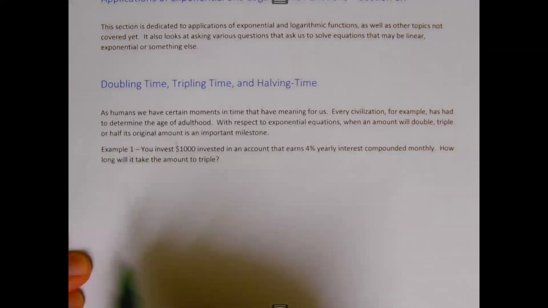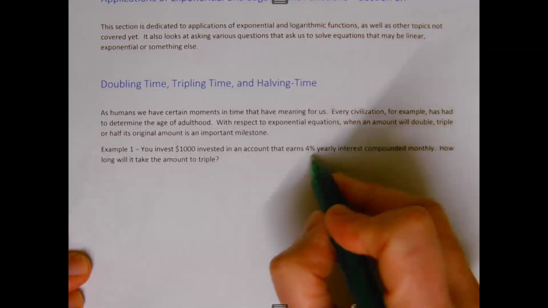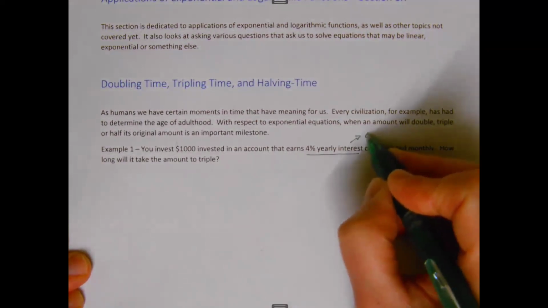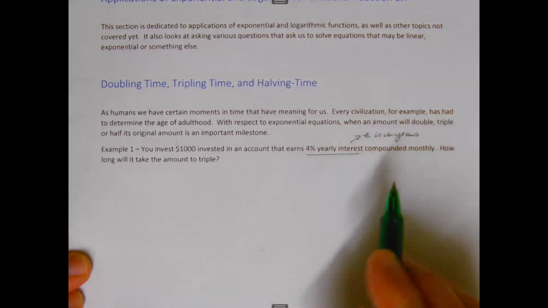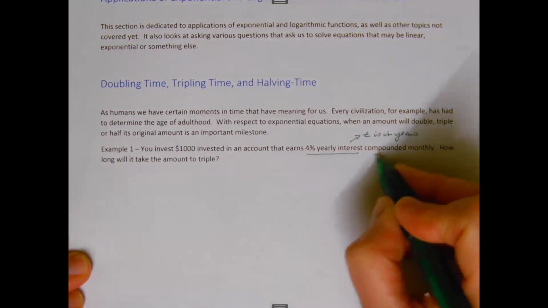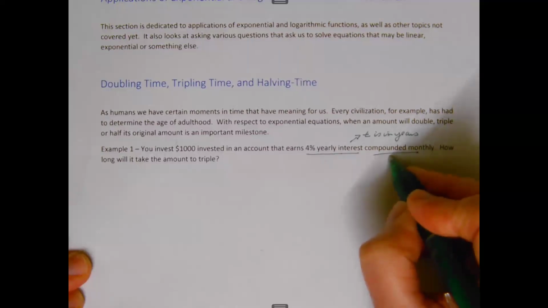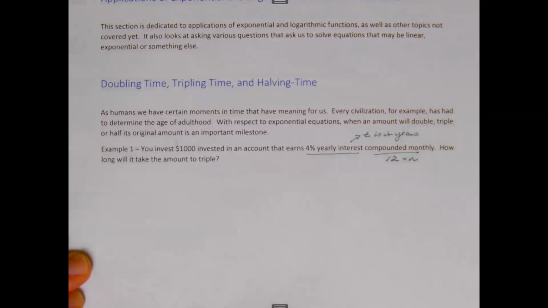questions out. Let's say you invest $1,000 in an account that earns 4% yearly interest. So again, what does that mean? Does that mean that t is in years? So that's the unit. Compounded monthly. So what does that mean? Well, if it's yearly interest and it's compounded monthly, there's 12 months in a year, so n is 12. The question is, how long will it take the amount to triple?